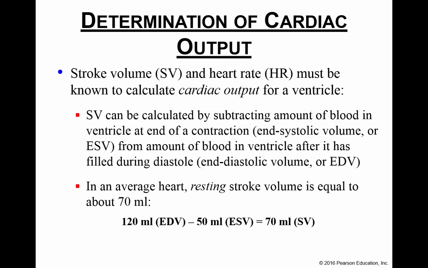If we know our stroke volume and we know our heart rate, all we've got to do is multiply them. So in an average heart, your resting stroke volume is equal to 70 milliliters, because your end diastolic volume is 120 and your end systolic volume is 50. So you're going to pump out 70 milliliters every time your heart beats, and you multiply that by your heart rate.